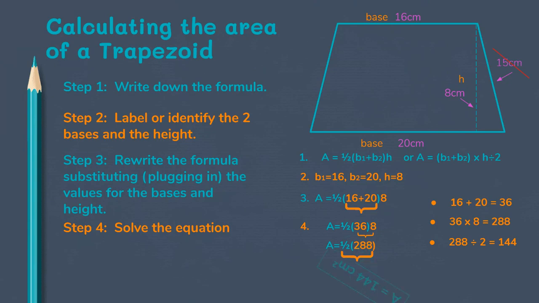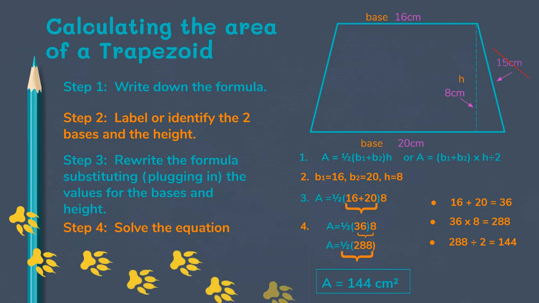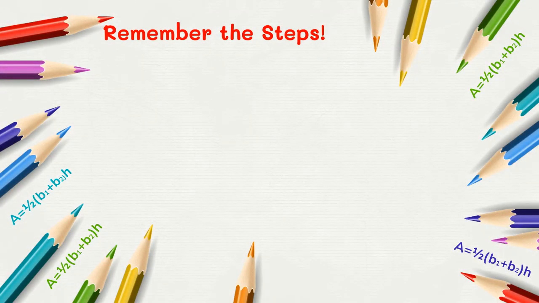So the area of this trapezoid is 144 centimeters squared. Always written in square because it's area. Area will always be written in square units. All right, our panther is ready to go, so let's move on to our next slide. We're going to break down the steps.